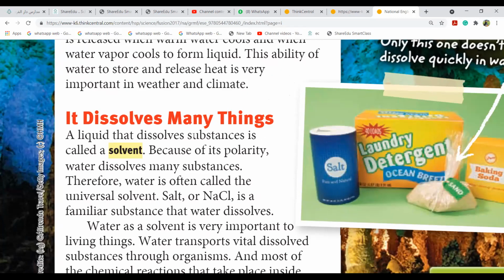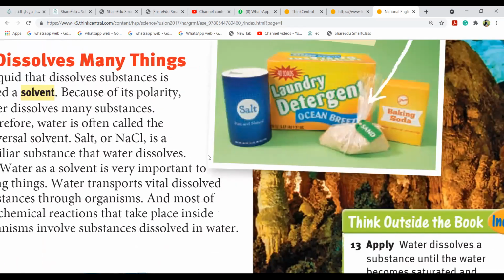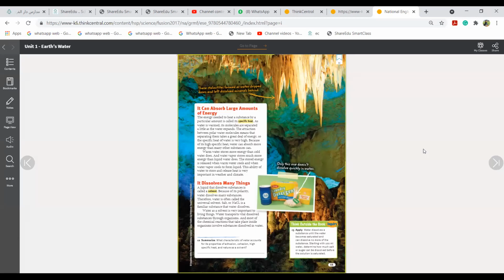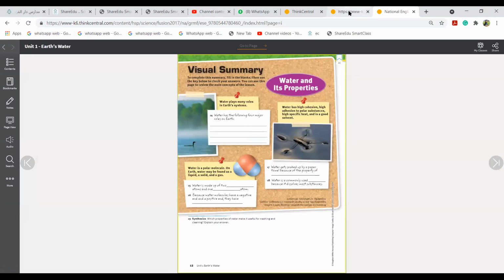Of course, you know that water is a very good solvent. Water is a very good solvent, girls. You can easily dissolve juices, salt, detergent, baking soda, and many other things in it very easily. So now, there's nothing much here. I'll just go directly to the video.